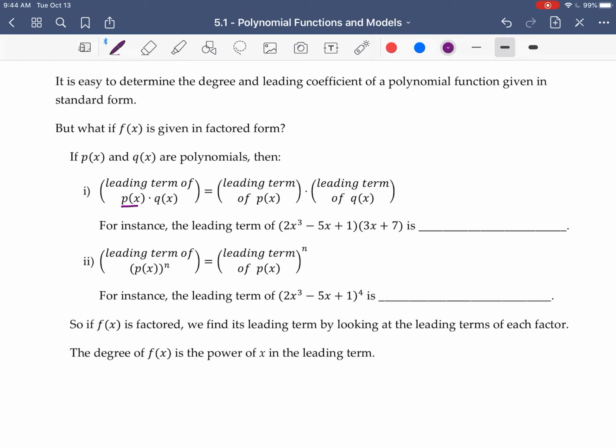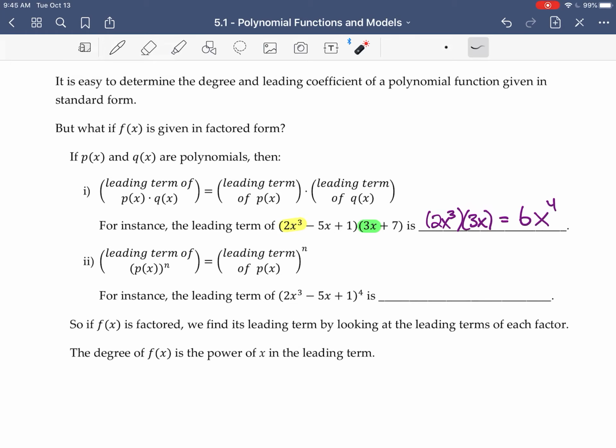If you have two polynomials that are multiplied together and you want to find the leading term, all you have to do is take the leading term of the first one and multiply by the leading term of the second one. So the leading term of the product is going to be 2x cubed times 3x, which is 6x to the 4. So now I can tell that the degree is 4 and the leading coefficient is 6.